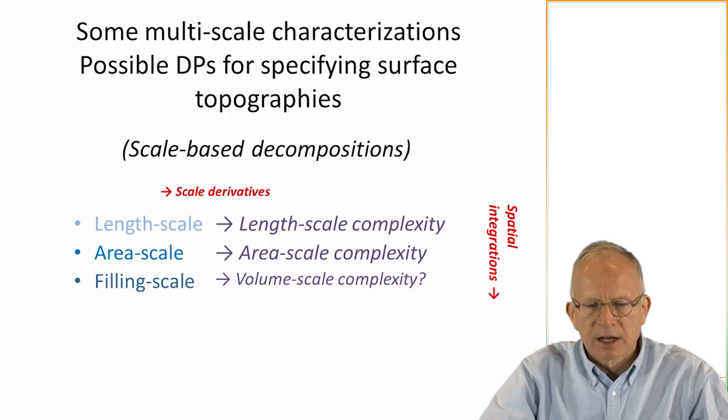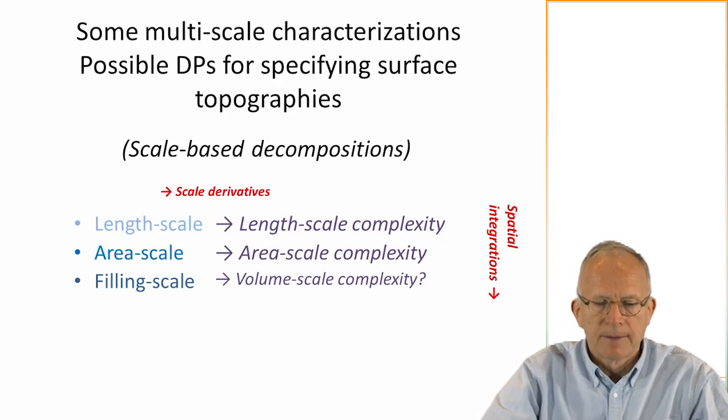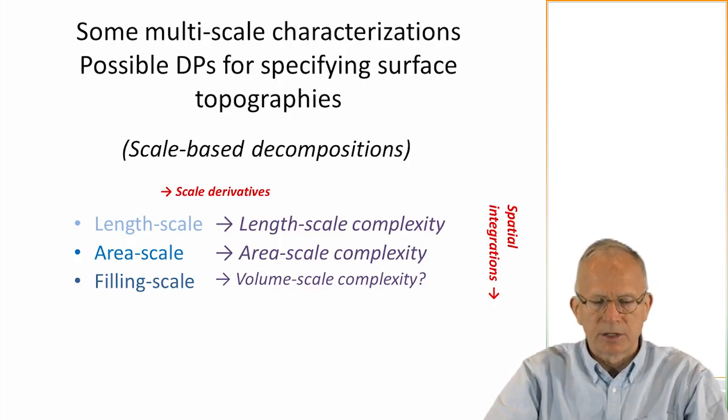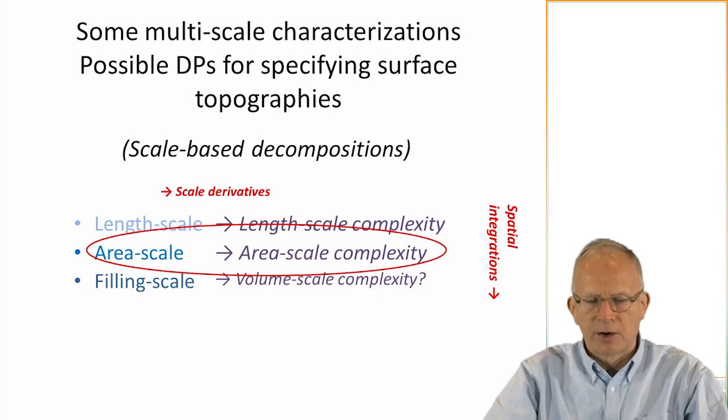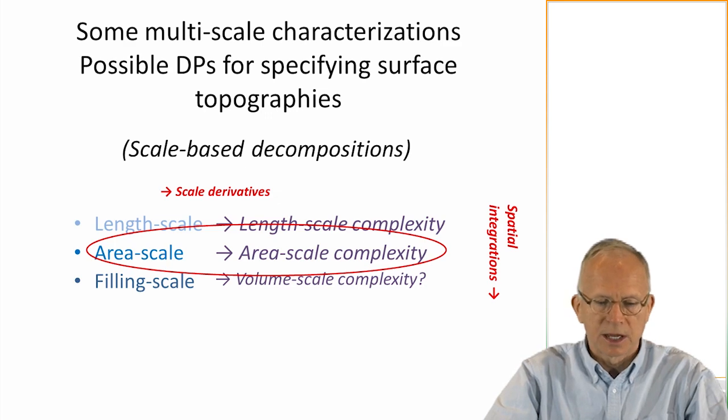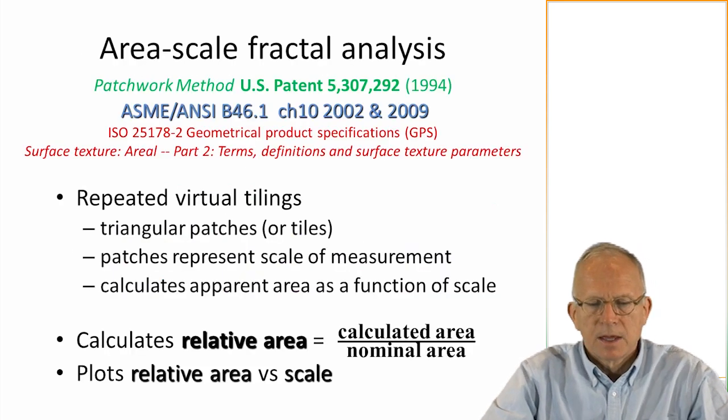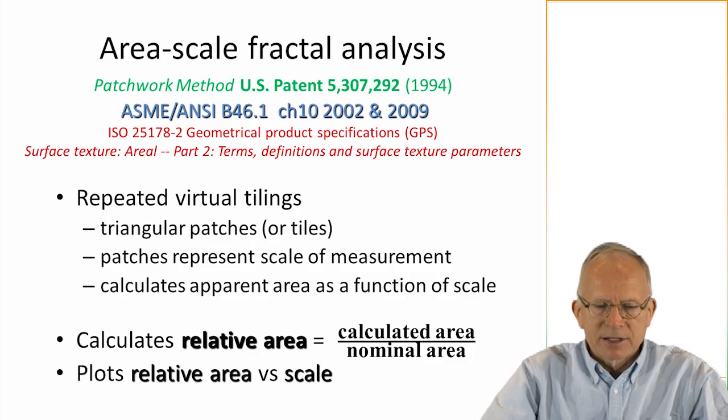These multi-scale characterizations are possible DPs for specifying surface topographies. They are essentially scale-based decompositions of the geometry of the surface. We looked at these previously, and the one we're going to focus on for this work is area scale analysis and area scale complexity, which is its scale-based derivative. Area scale fractal analysis is something that we actually patented here at WPI some time ago. The patent has expired. It's now a national and international standard.